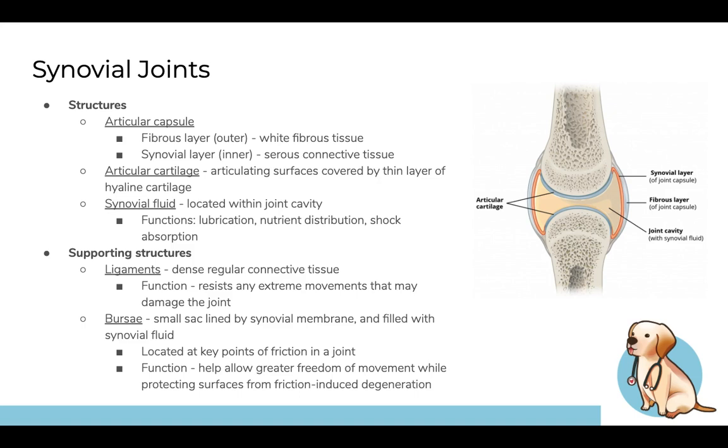So ligaments are dense, regular connective tissue, and they resist any extreme movements that could damage the joint. And bursa are basically small sacs that are lined by synovial membrane, and they're filled with synovial fluid. They're located at key points to stop friction, so they allow the joint to move without causing any degeneration due to friction.